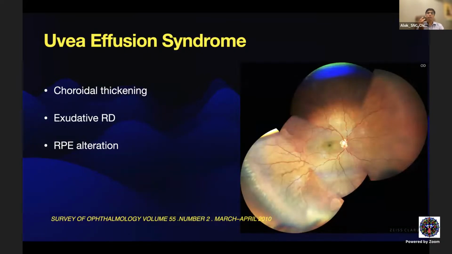Now, usually they present with choroidal thickening, and the thickening is more profound in the periphery, and at times it pushes the ora towards the center, and this leads to an easy visualization of the ora. That is one of the signs of uveal effusion syndrome. There could be exudative detachment with shifting fluid, because the subretinal fluid has a high protein concentration. It shifts because it's heavy, and there can be RPE alteration.